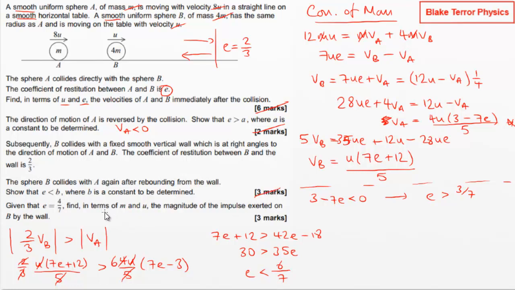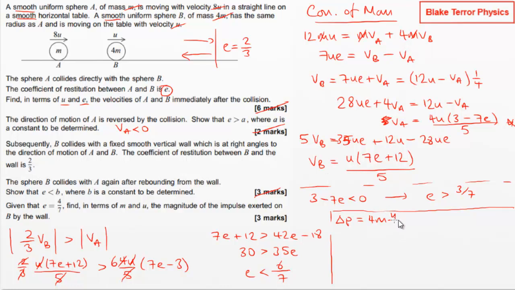Find in terms of M and U the magnitude of the impulse exerted on B by the wall. Right, okay. I'm nearly out of space here, so let's hope this is going to be fairly quick. So the impulse is the change in the momentum. So the change in momentum, what did we have beforehand? Beforehand, we've got 4mVB. So that is 4m and then VB.